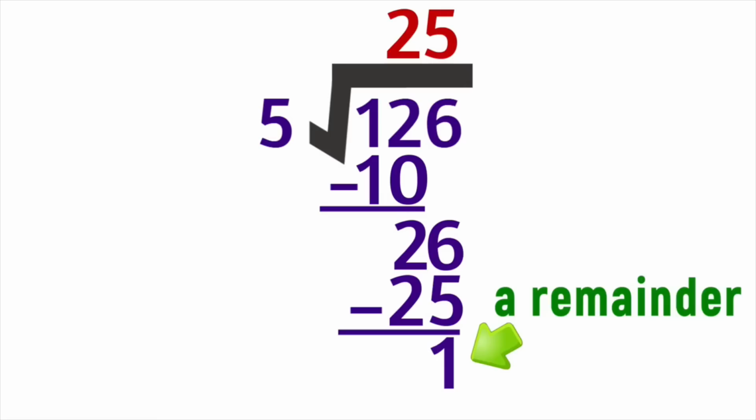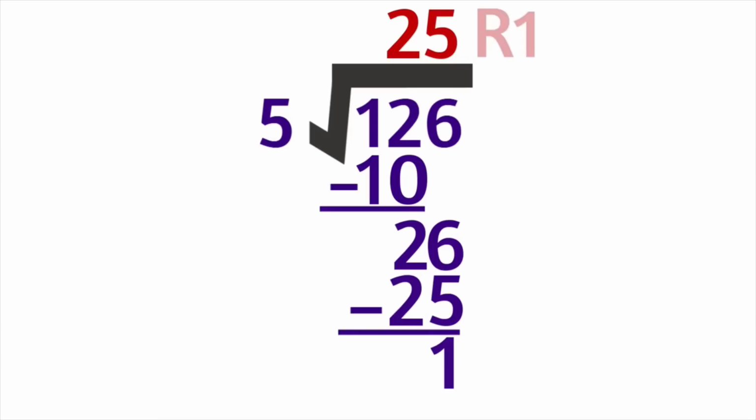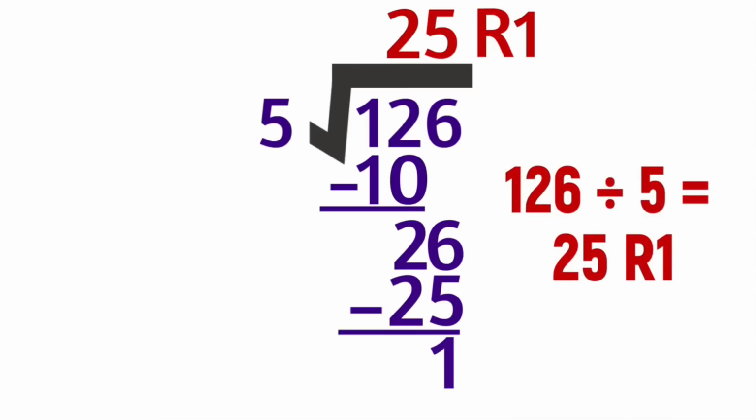126 can't be evenly split into 5 groups. There's 1 left over. 1 is the remainder. We write R1 up here because there is a remainder of 1. And we have our answer. The quotient is 25 with a remainder of 1. 126 divided by 5 equals 25 with a remainder of 1.